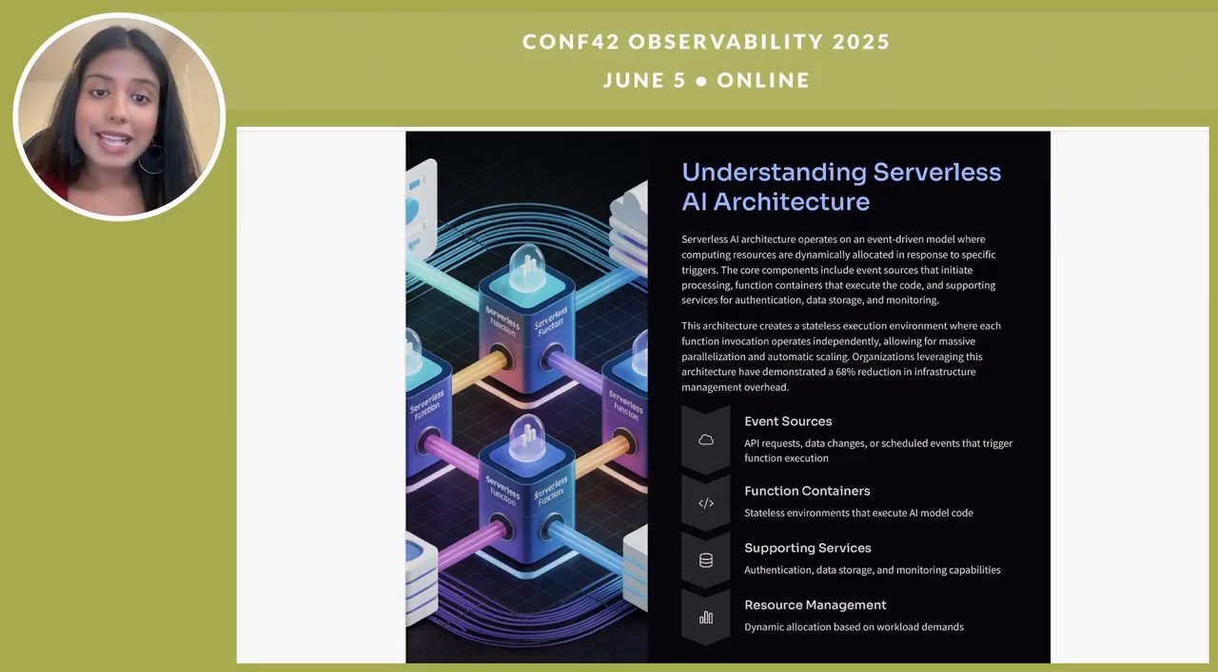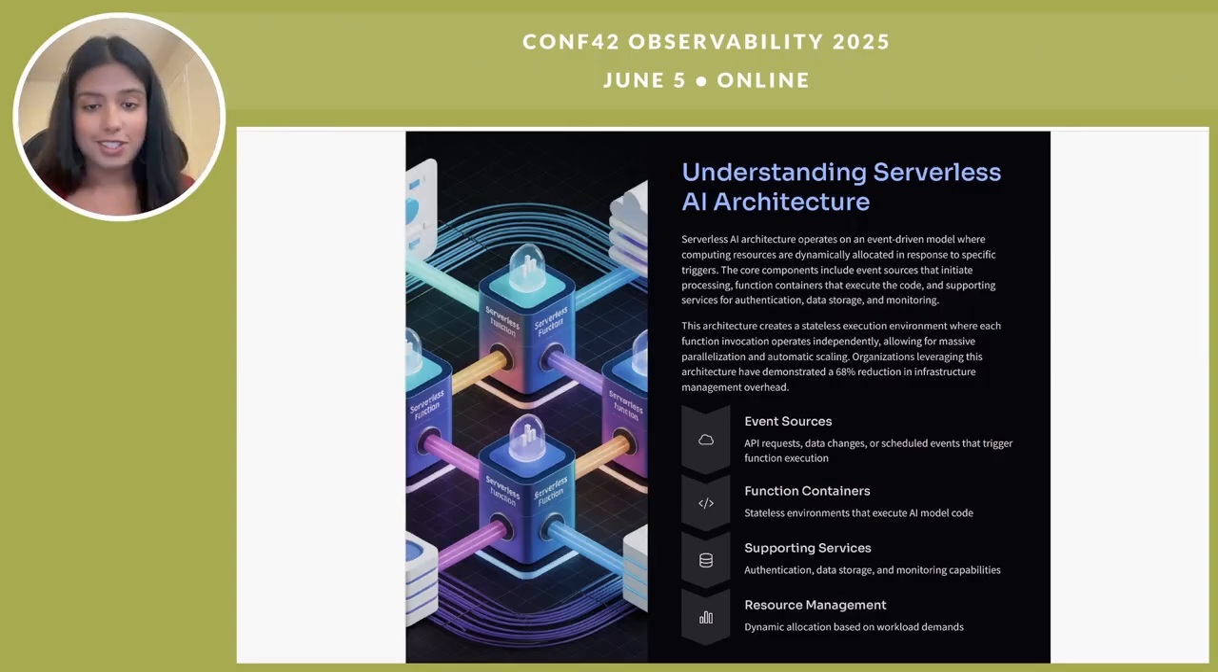The key components, as illustrated here, include event sources, function containers, supporting services, and finally, resource management. For event sources, these are the triggers I mentioned, things like API requests, changes in data, or scheduled tasks. They initiate the process. Function containers. These are stateless environments where your AI model code actually executes. Stateless is crucial here. Each function invocation is independent, which is what allows for massive parallelization and seamless automatic scaling.